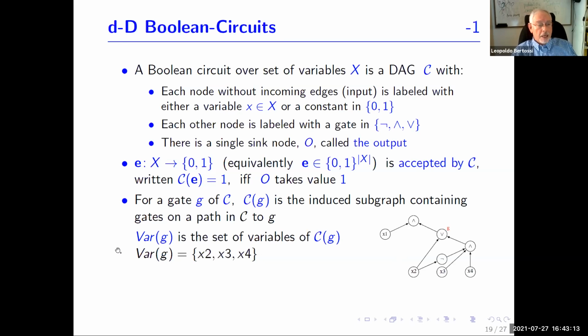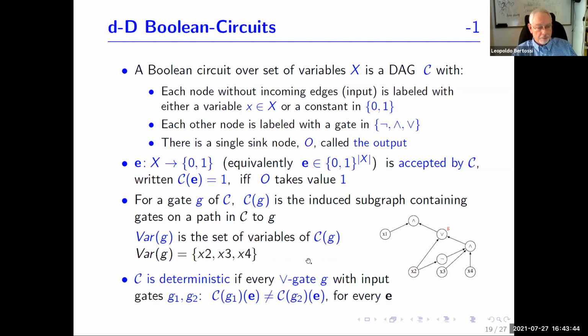And then we can talk about the induced subgraphs. If we have a gate G, like this one over here, C of G is an induced subgraph containing the gates on the path in C to G. Basically it is going to be this lower portion over here. The variables of G are the set of variables of this lower part here. These are the variables in this case, x2, x3, x4. It's a useful notation that I'm trying to keep to a minimum.